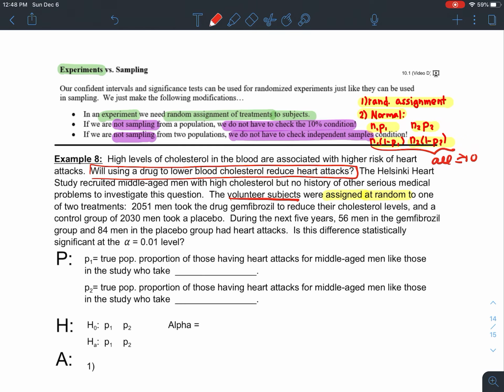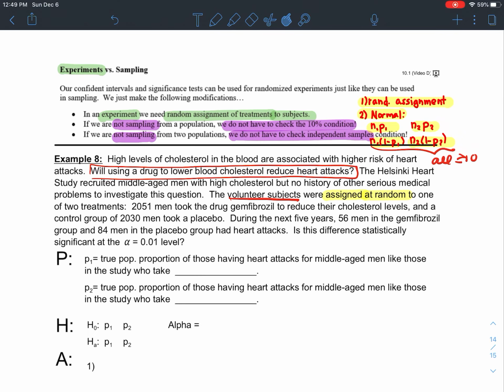2,051 men took the drug gemfibrozil to reduce their cholesterol levels, and then there was a control group of 2,030 men who took a placebo pill. During the next 5 years, 56 men in the gemfibrozil group and 84 men in the placebo group had heart attacks. Is this difference statistically significant at the alpha level of 0.01? Now remember, the answer is yes if we reject the null hypothesis, and the answer is no if we fail to reject.